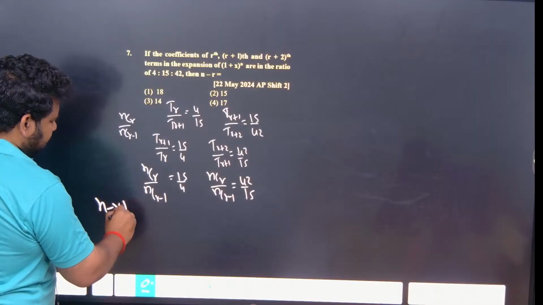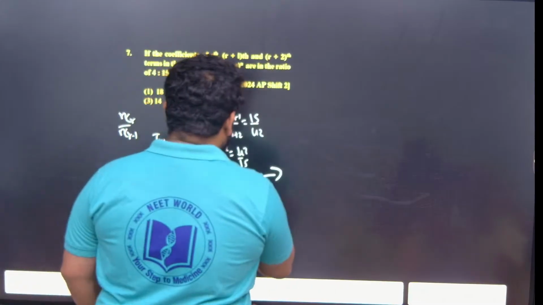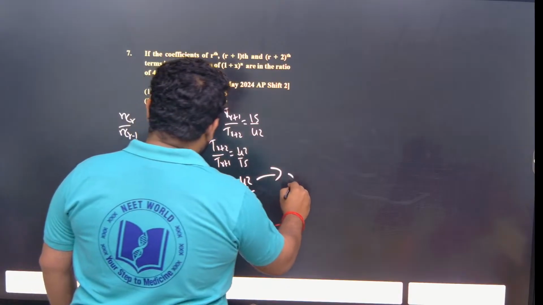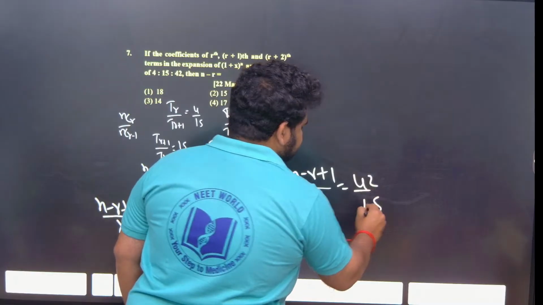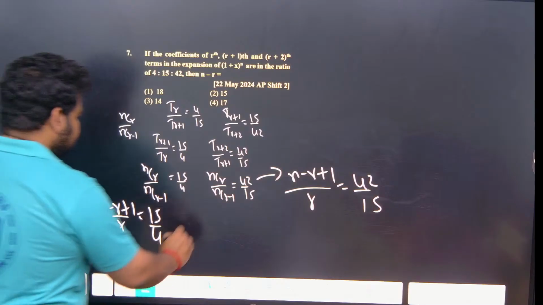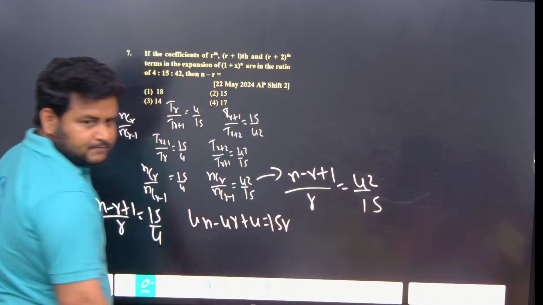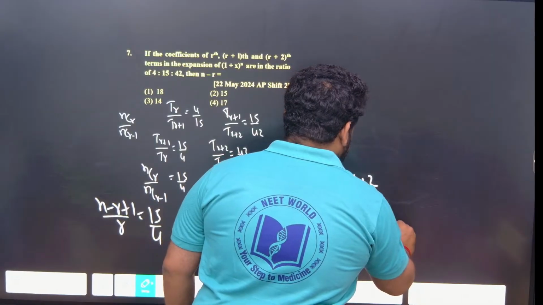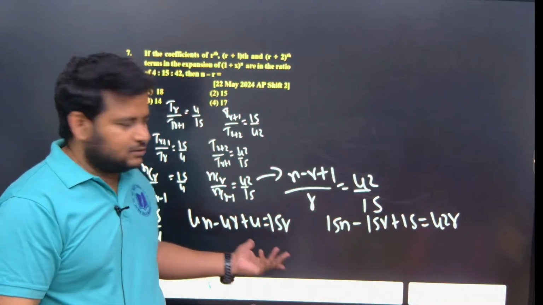The formula here is (n minus r plus 1) by r is equal to 15 by 4. If I write the reverse for the other, (n minus r plus 1) by r is equal to 42 by 15. Just cross multiply. You will get 4n minus 4r plus 4 is equal to 15r. Now cross multiply this one: 15n minus 15r plus 15 is equal to 42r. Don't overthink, just apply the formula, cross multiply, and solve these two equations.